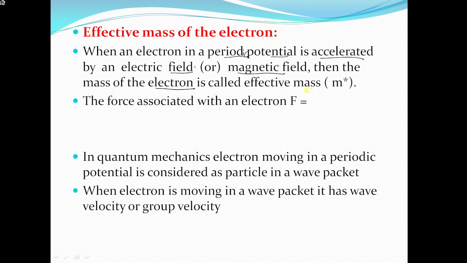called the effective mass. Now the force with which this electron is accelerated when an electric field or magnetic field is applied is given as F is equal to m star a. We know F is equal to ma. So here we write it as F is equal to m star a. Here m star is called the effective mass of electron.